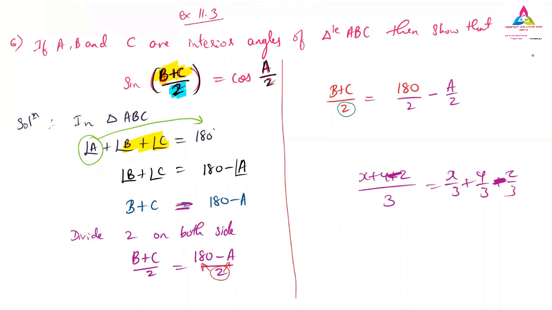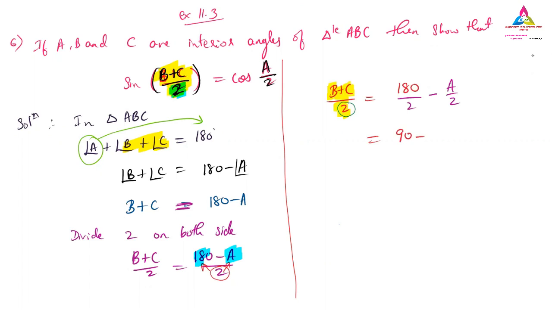So here I have taken the same rule, and divided the 2 into both terms on the right hand side. I am not separating B by 2 and C by 2; I am keeping only B plus C divided by 2, because the answer is given in terms of B plus C by 2 on the right hand side. Now obviously 180 by 2 is nothing but 90, minus A by 2. So on the right hand side we have B plus C divided by 2 itself. Now I will put the bracket for this.